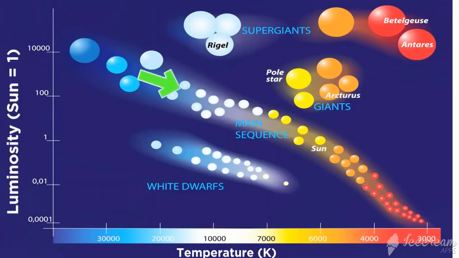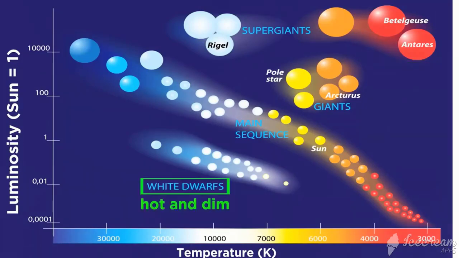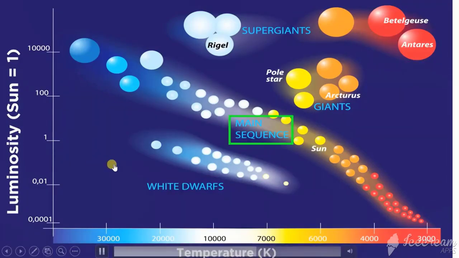We can see that the majority of stars fall on a continuous curve, which we call main sequence stars. 90% of all stars follow this trend, including our own sun, which is part of this yellow region here. Some stars, like red giants, are very cool yet luminous, while others, like white dwarfs, are very hot yet dim. But the majority belong to this main sequence.